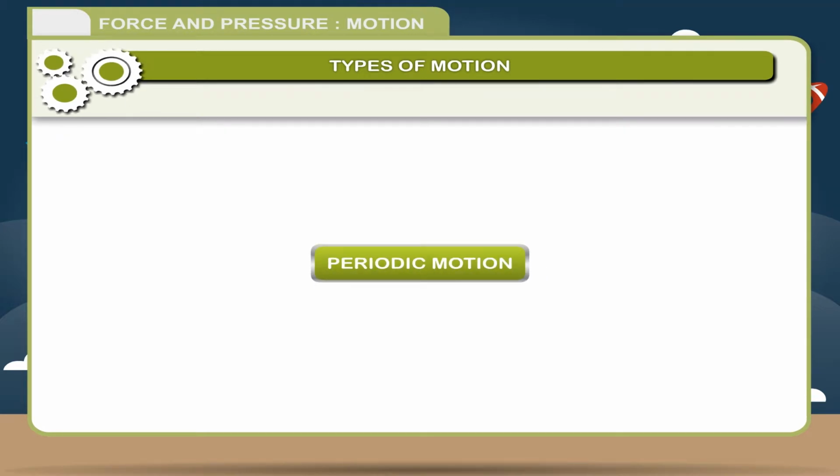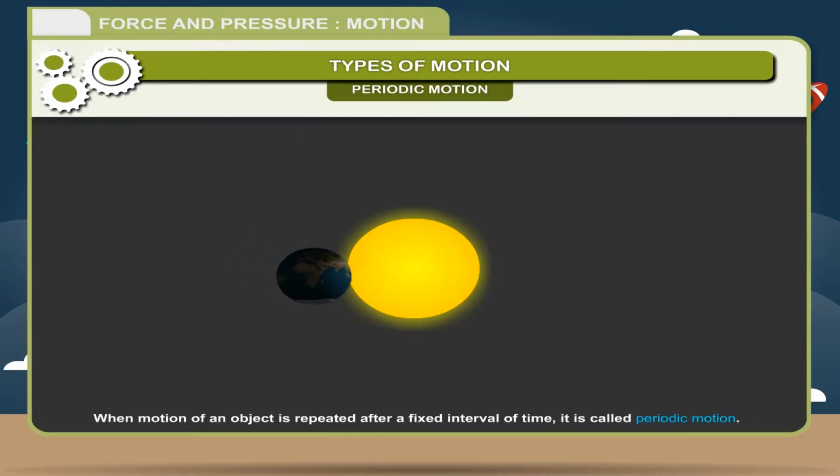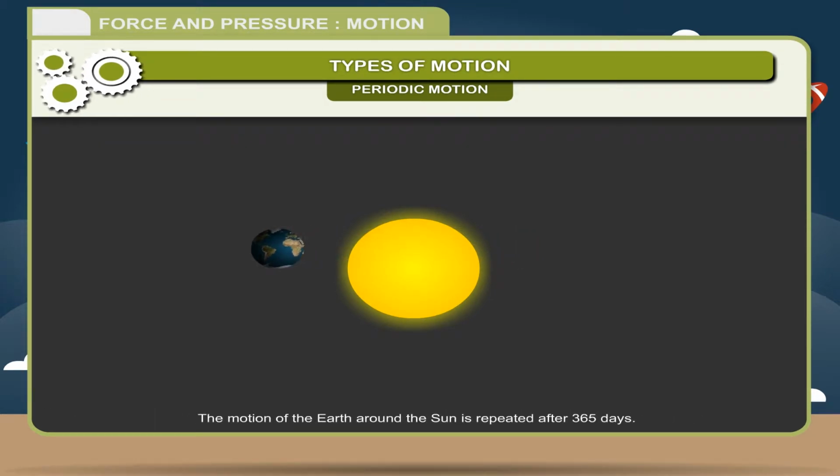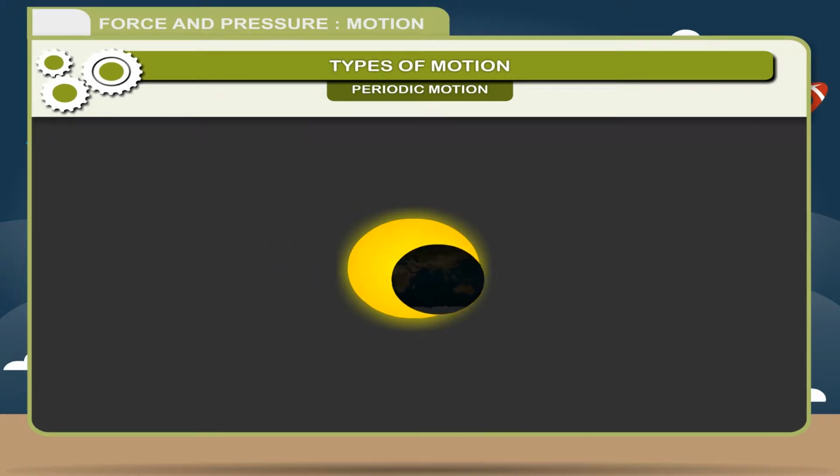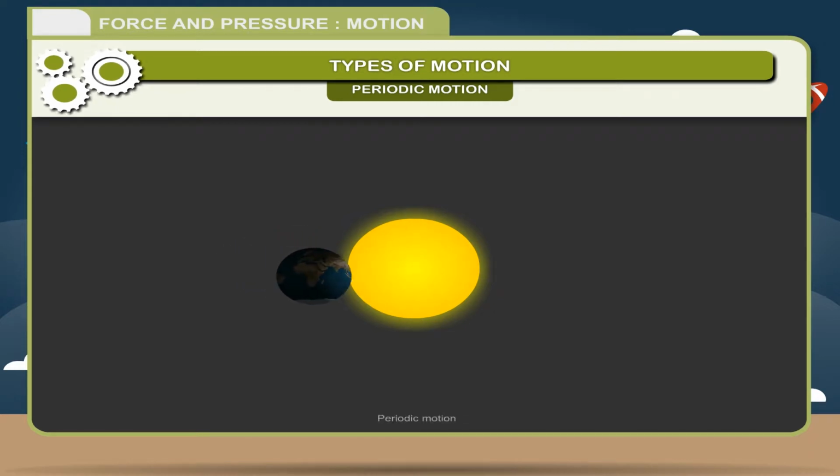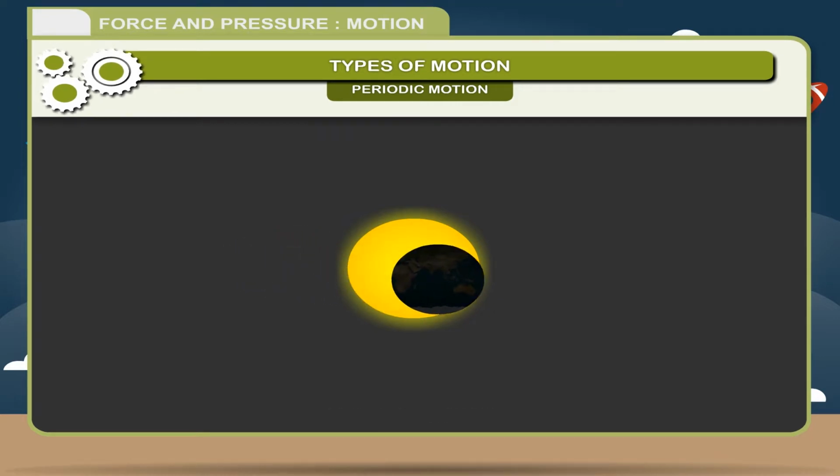Periodic motion. When the motion of an object is repeated after a fixed interval of time, it is called periodic motion. The motion of the Earth around the Sun is repeated after 365 days. Thus, the Earth completes its motion around the Sun in a fixed interval of time, which is 365 days. Hence, it is an example of periodic motion.